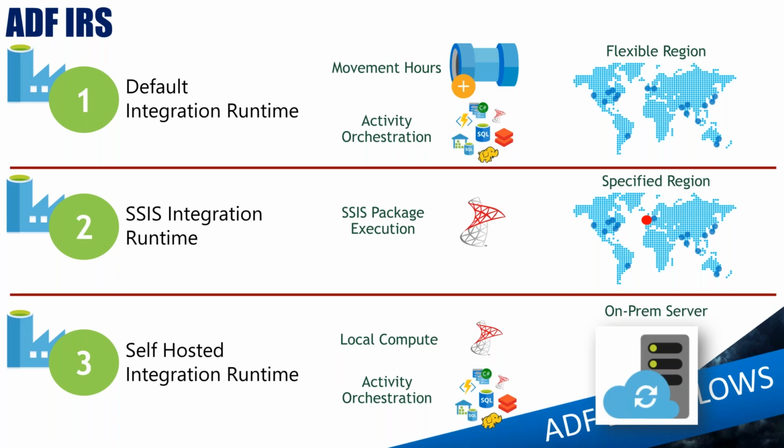So you've got 3 levels of integration runtimes. The default one for moving data for you, SSIS for hosting SSIS packages, and self-hosted for reaching into your network and doing any kind of on-prem secure networked stuff. So apologies, terrible terminology, but that's what we're living with.